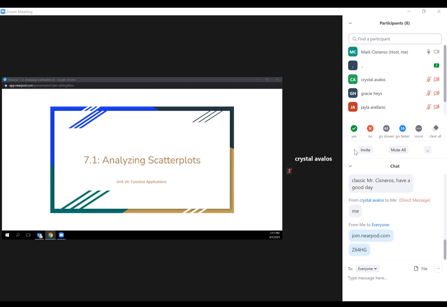Scatter plots are a little bit different. How many of you have used a scatter plot before? You've seen scatter plots before, right? At some point in school, I'm sure you've seen a scatter plot. Sure, at some point.